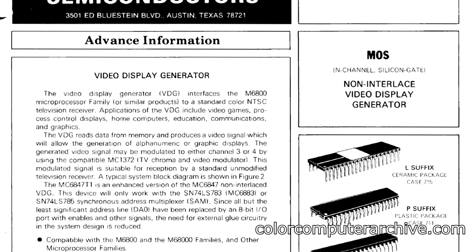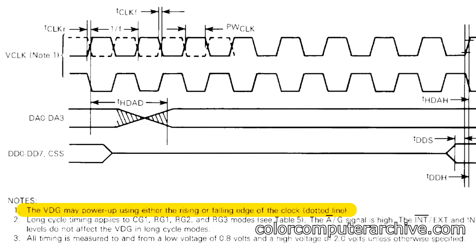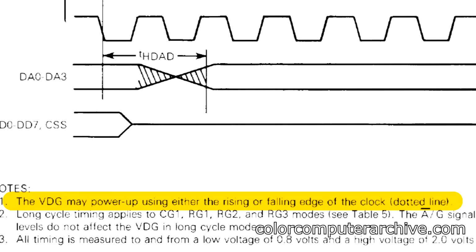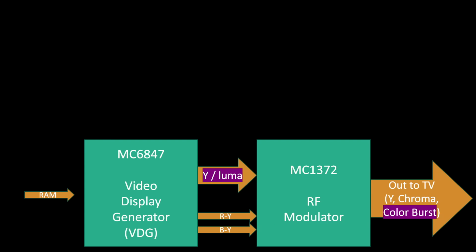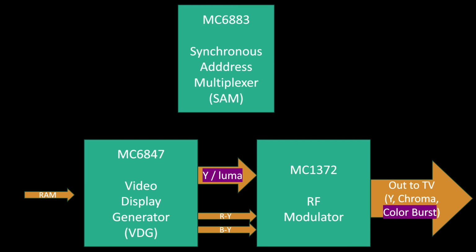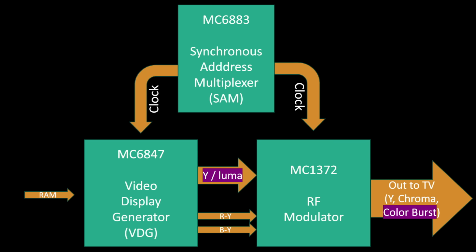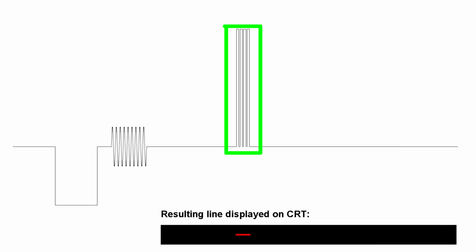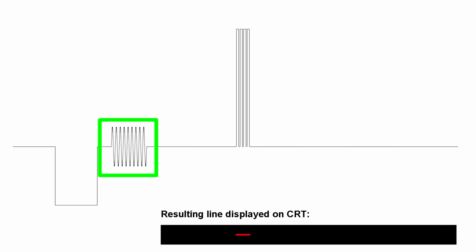The VDG's datasheet has this one rather vague statement. The VDG may power up using either the rising or falling edge of the clock. The clock it's talking about is the CoCo's master oscillator, which resides in a third chip, the SAM. The consequences of this uncertainty about powering up at either the rising or falling edge of the clock only make sense when you understand these two facts. First, the master oscillator connects to both the VDG and RF modulator independently. Second, the VDG uses that clock to generate luma, but the RF modulator uses the clock to generate color burst.